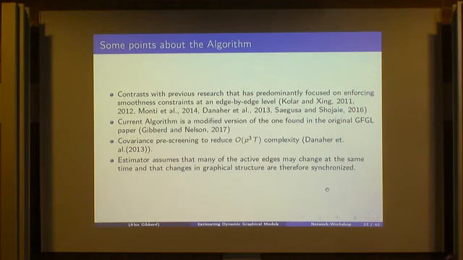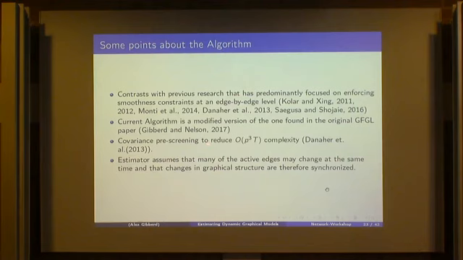Now, to contrast with previous research, which, as I was saying, predominantly focused on enforcing smoothness constraints at the edge by edge level, here I used a penalty that says the edges change together. So here I have used something that is changing over edge by edge level, whereas the previous work was more in a node regression type of context, where individual nodes change over time. Here it's more like a group of edges changing over time. Also, this algorithm is a bit modified from the original one they proposed in their earlier paper.